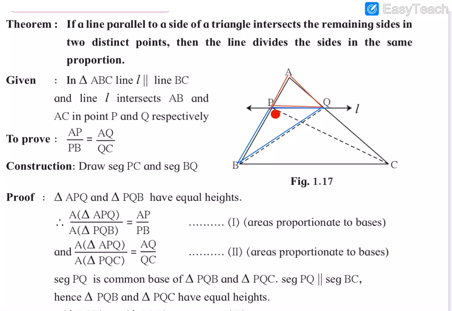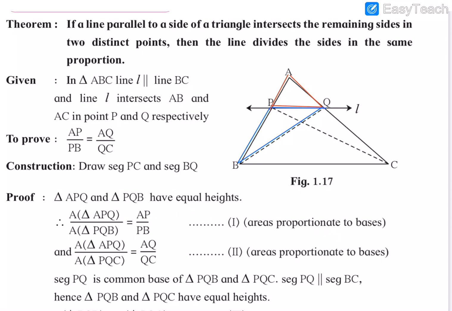So since they are having equal heights, we can write that the ratio of the area of the triangle APQ and PQB will be equal to the ratio of their bases. So base of the triangle APQ is AP and the base of this blue triangle PQB is PB. So the ratio of the areas of the triangles will be equal to the ratio of their bases, since they are having equal heights. The area is proportional to base when their heights are equal.